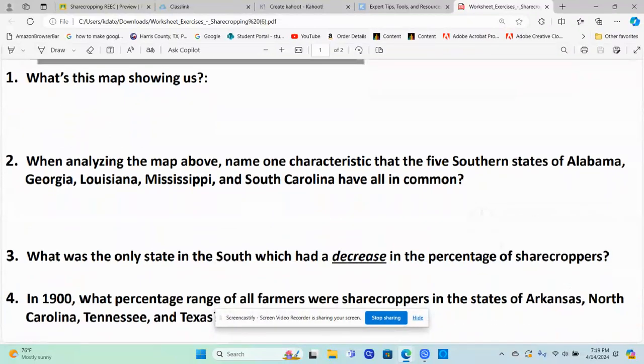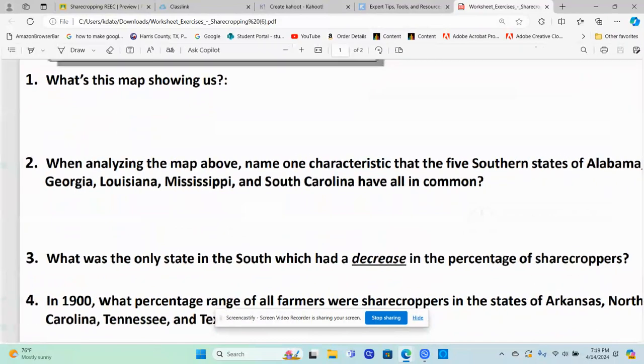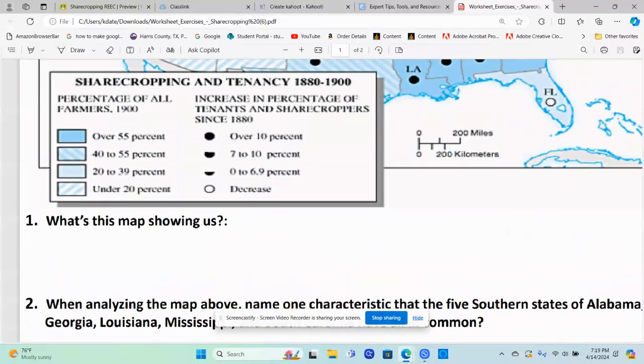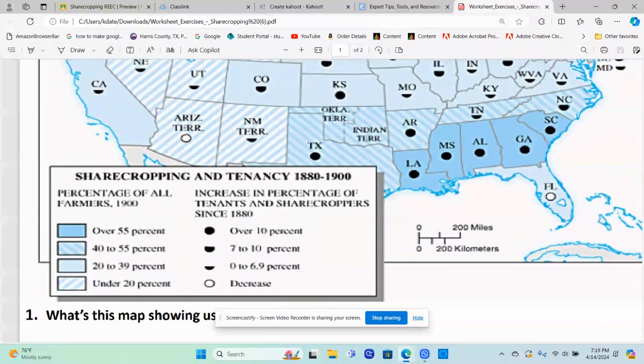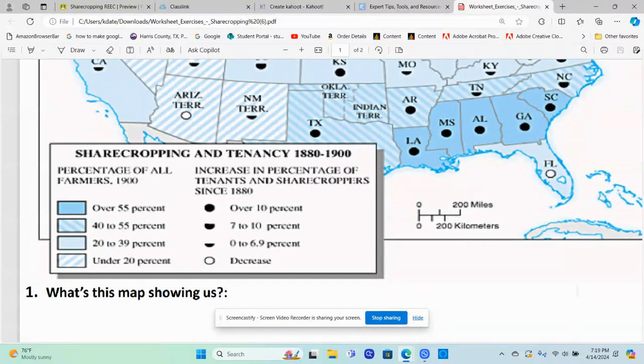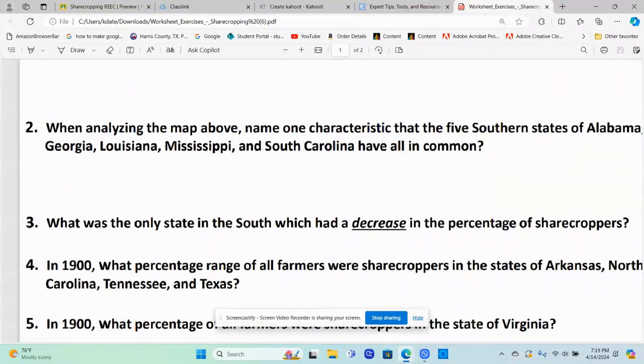What was number three? What was the only state in the South which had a decrease in the percentage of sharecroppers? So you're going to have to go back up and look and see what's a decrease. And then you're going to have to look at the southern section and see which one of those states had a decrease.